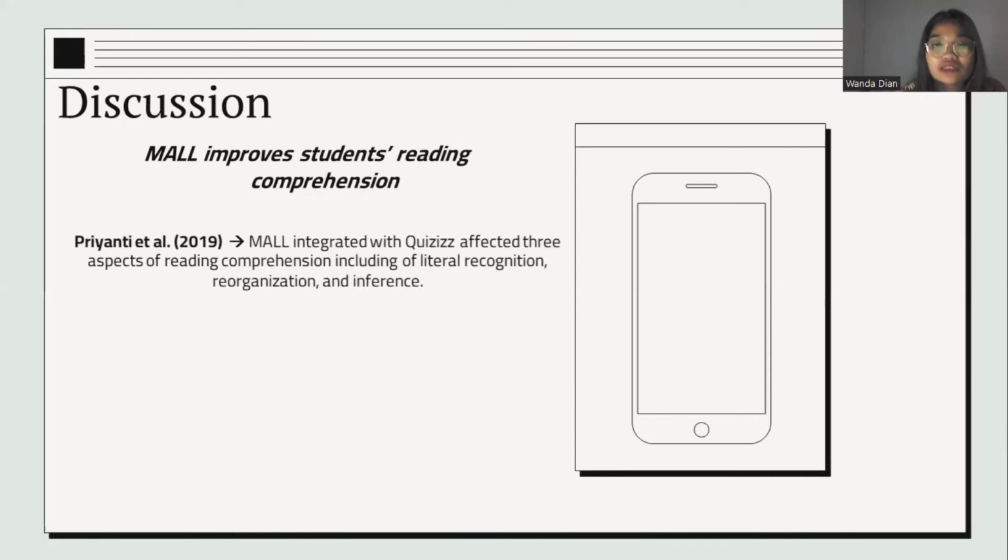Literal recognition is actually a skill related to pointing out explicit information, and also the meaning of words and context. Reorganization is a skill of classifying.